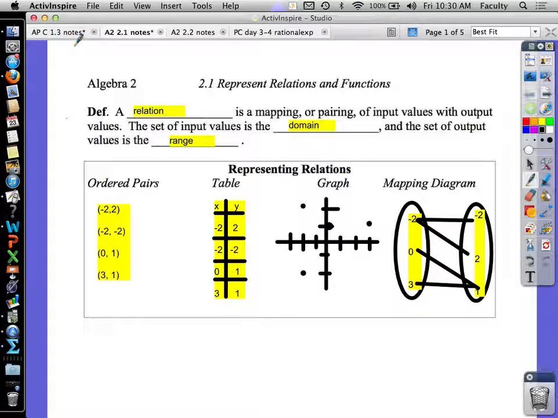Okay, so we've got a relation is a mapping or pairing of input values with output values. The set of input values is the domain, and the set of output values is the range.